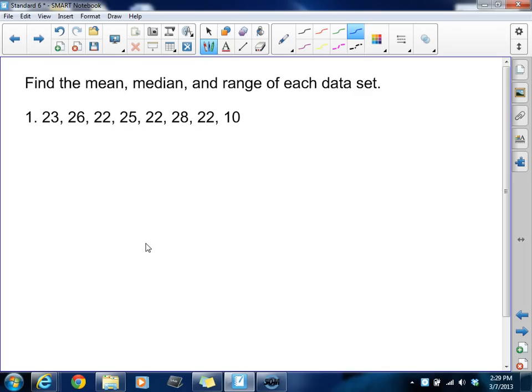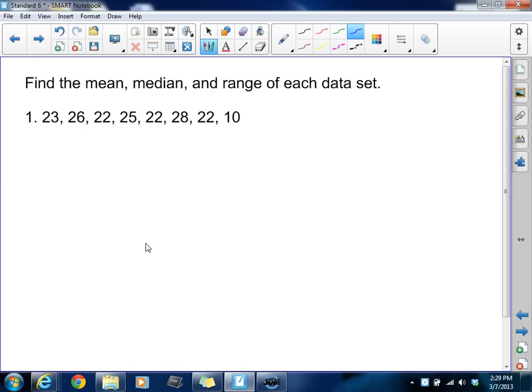Now let's get started then. We're actually going to start off with the mean, median, and then range of each data set. Now you'll notice I did change the directions. The directions in the book say find the mean, median, and mode. Well, we're not going to worry about the mode because the mode will not be on TCAP, but we are going to focus on the range. So let's review very quickly.